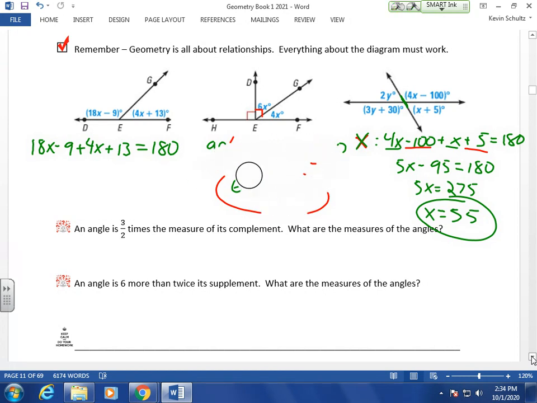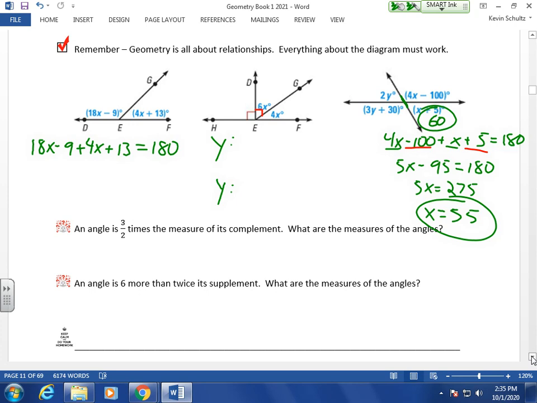Tell me two ways, now that we have the x value, that we could set up an equation to find y. Now that we know what x is, and 55 plus 5 is 60, so we know this angle there is 60, give me two things we could set up to solve for y here.